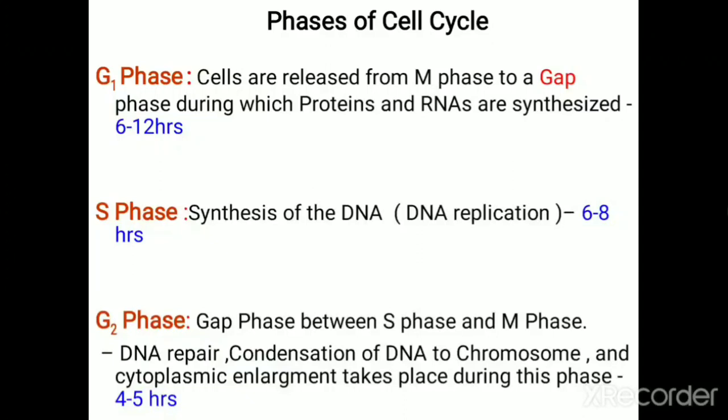Once the DNA is synthesized, there is a chance of DNA damage, so that should be repaired by some DNA repair mechanism. That DNA repair takes place during G2 phase, and there is also condensation of DNA into the corresponding chromosome form and cytoplasmic enlargement. All this takes place during the G2 phase of the cell cycle.